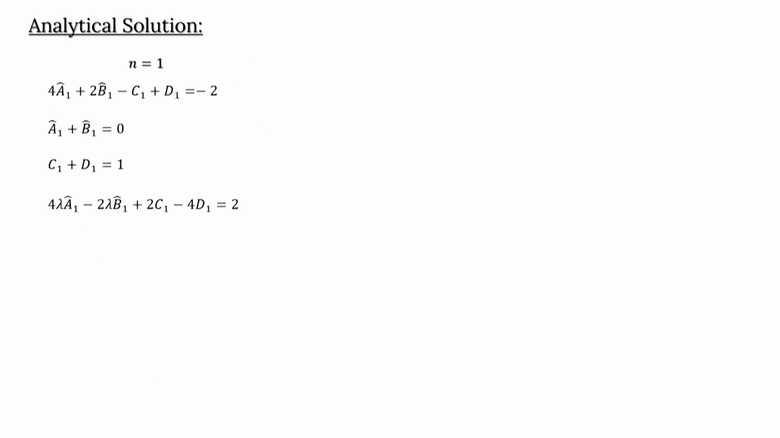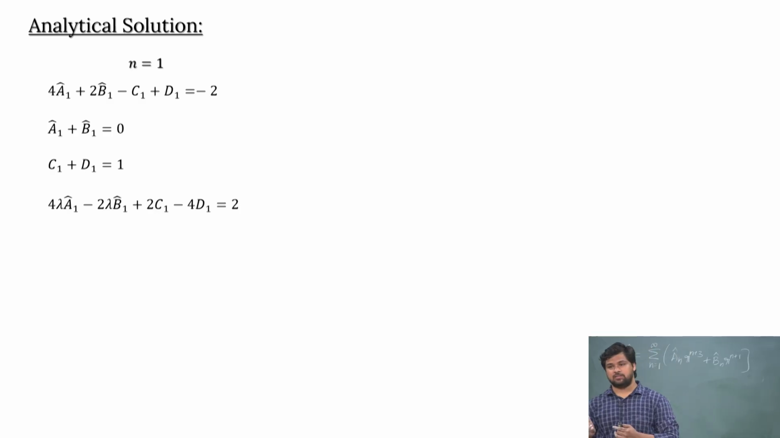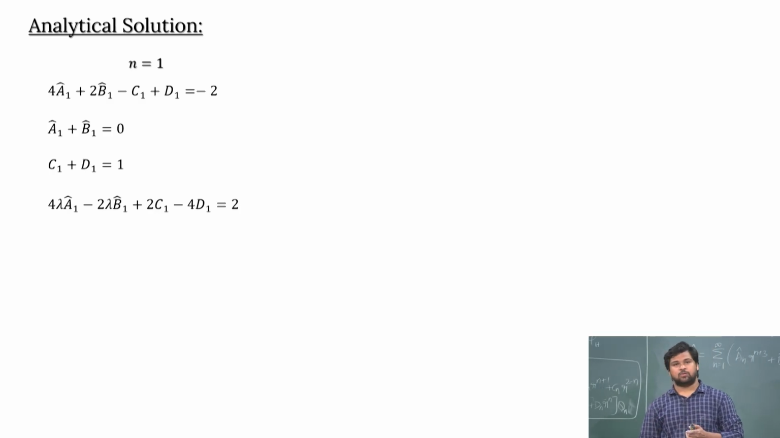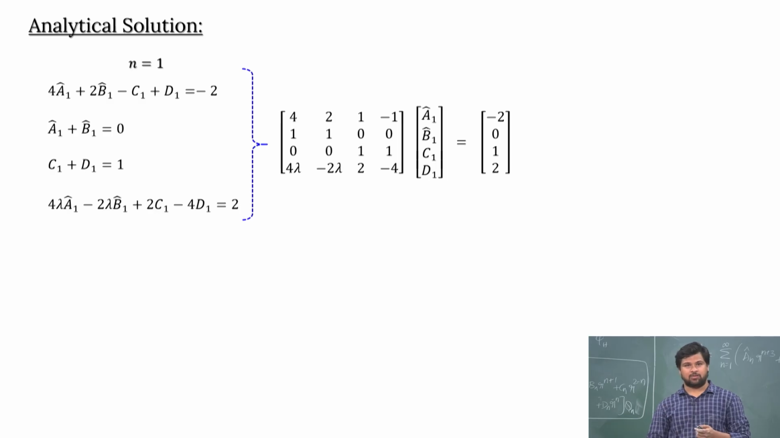So at the end, for n equal to 1, these are the 4 equations I will get. These are a system of linear equations. If you solve these equations, we will get the solution. This equation might have a solution, or it might not. To find out, I am writing this in a matrix form.